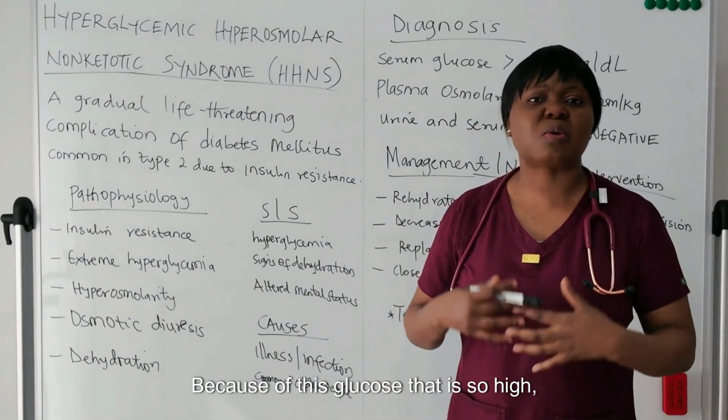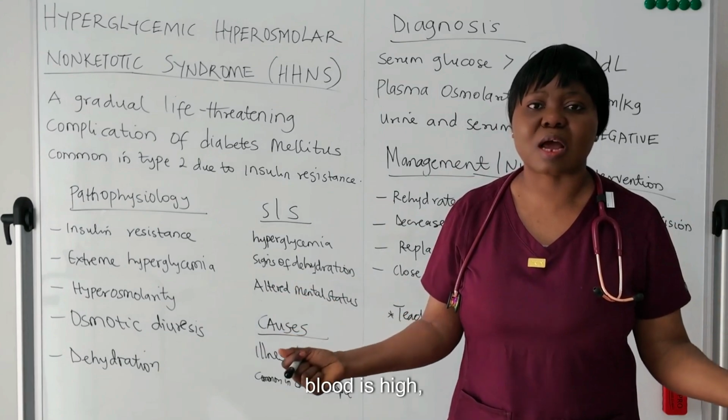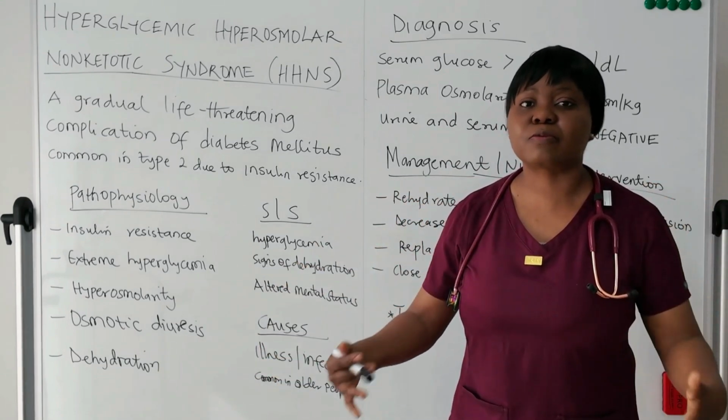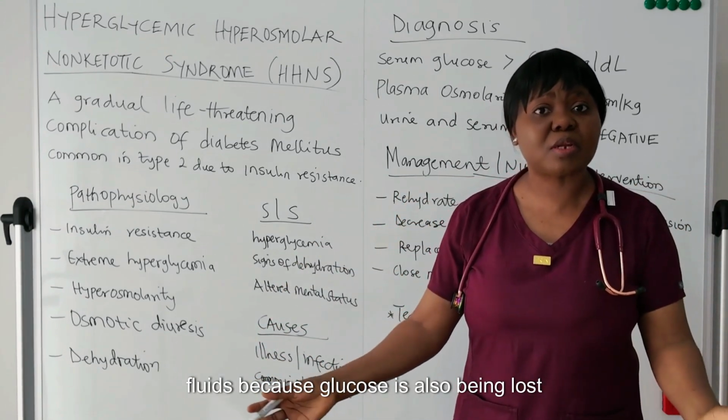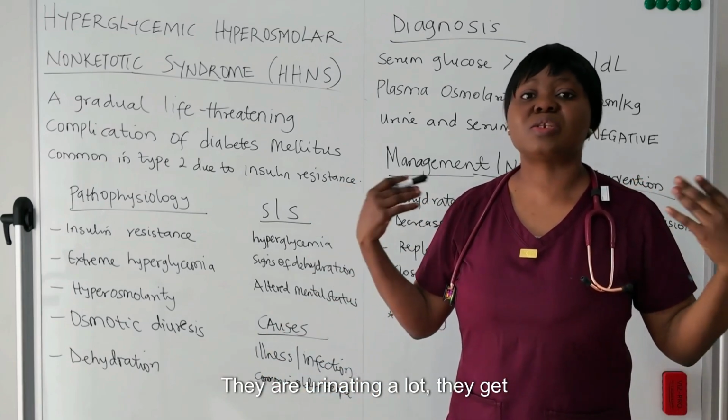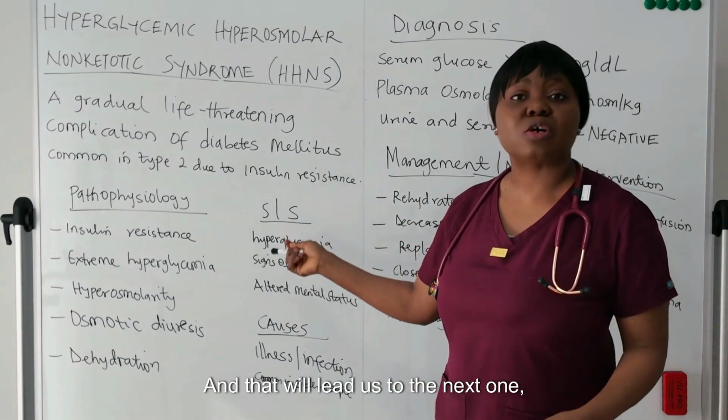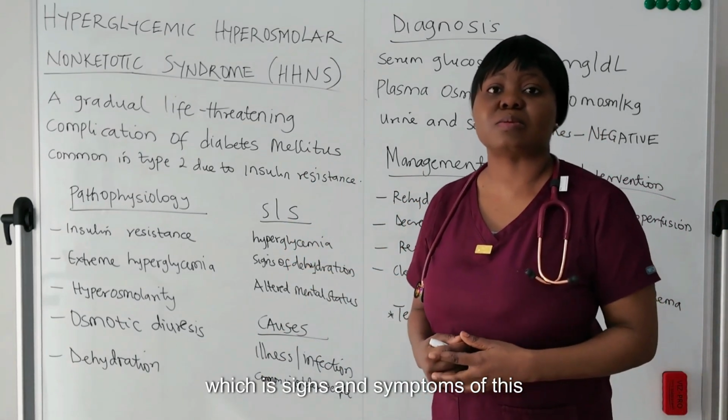Because the glucose is so high, the osmolarity of the blood is high, and the patient is losing fluids because glucose is also being lost through urine. They are urinating a lot, and they get dehydrated. And that will lead us to the next one, which is the signs and symptoms of this condition.